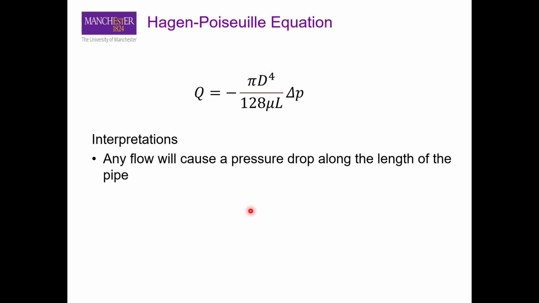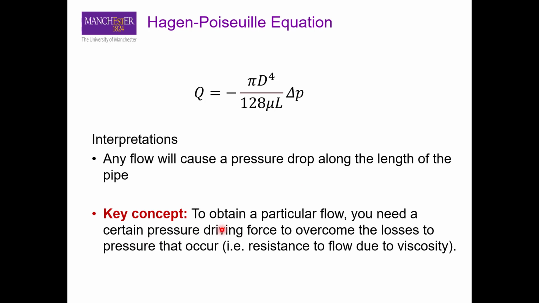What it means is that the flow will only be possible if you have a pressure drop, and if you have a flow, it means that you are going to have a pressure drop. To obtain a particular flow, you need a certain pressure driving force to overcome the pressure losses that occur. This pressure drop occurs because of the resistance to the flow due to viscosity. So this is the consequence of viscosity on the flow rate of the system. And this is very similar to, for example, Ohm's law in electricity.